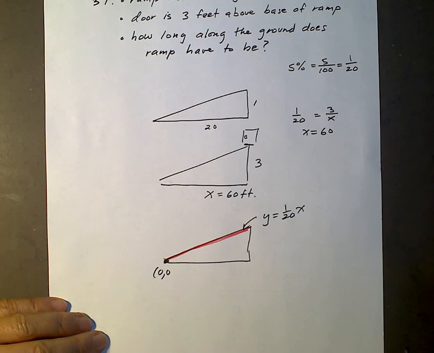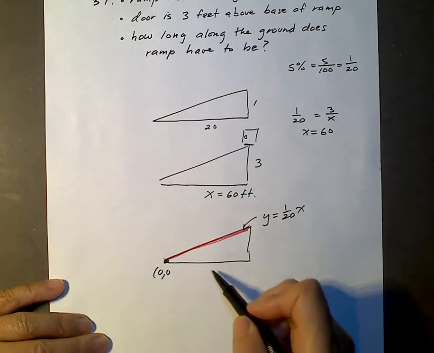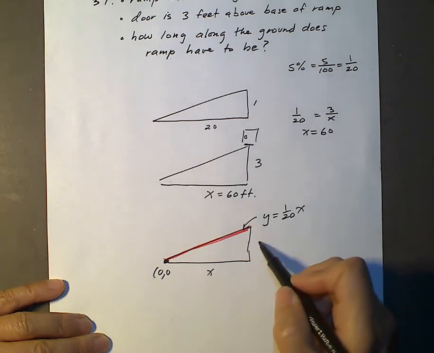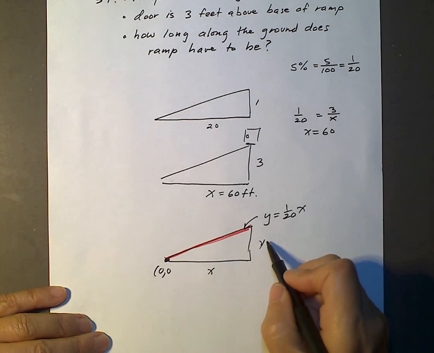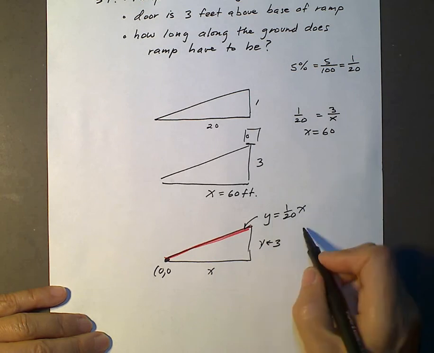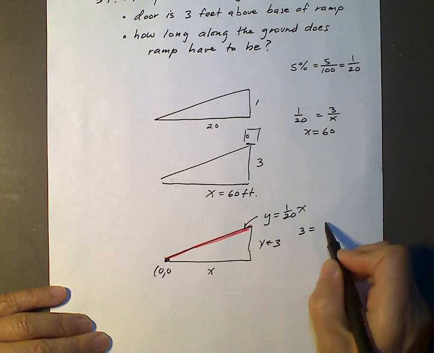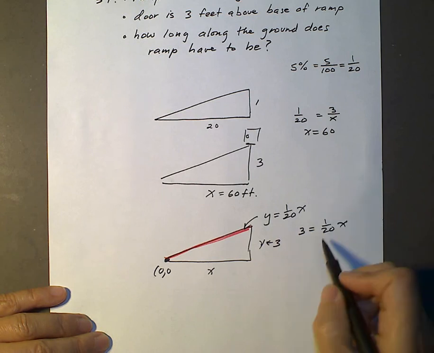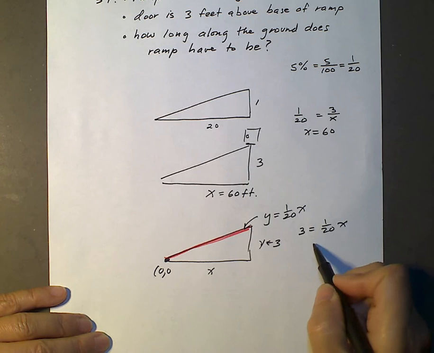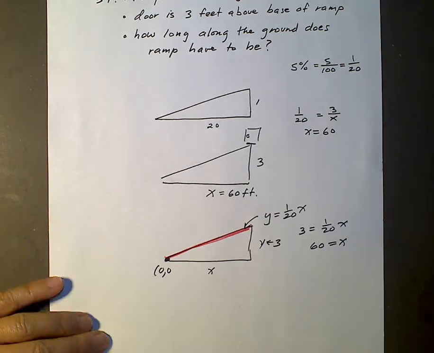So if I look at this as the x and this is the y, and I know that this is 3, I can substitute that in here and say 3 is equal to 1/20th x. So multiplying both sides by 20, of course, 60 is equal to x. We could look at it like that too.